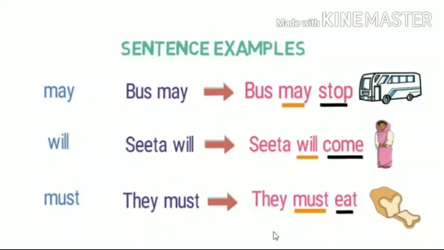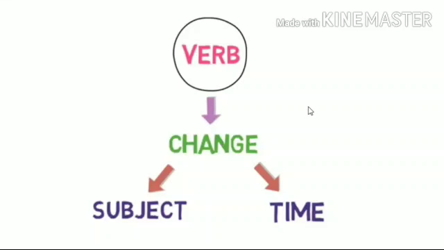Now that you are clear about the main verbs and helping verbs, let's look into the qualities that verb has. Verb has two unique qualities that no other parts of speech has. I repeat, verb has two unique qualities that no other parts of speech has. The very first quality is that verbs change depending on the subject. And the second quality is they change depending on the time of speech.